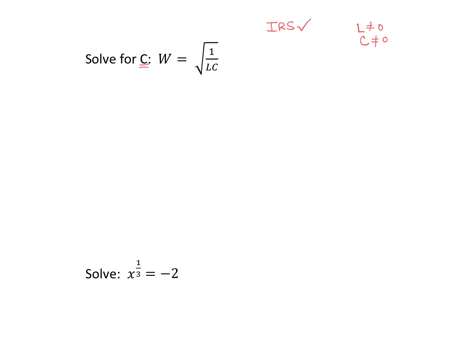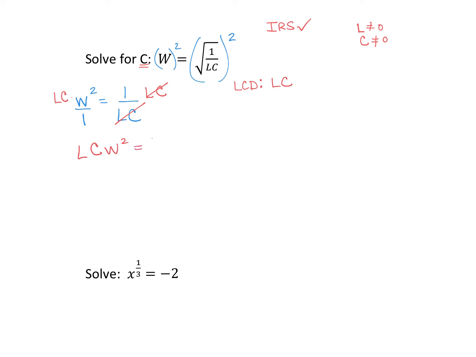Our radical is already isolated, so I am going to square both sides. That gives me w squared equals 1 over LC. My least common denominator here, hopefully you see, is LC. Remember, we can put this over 1 if we need to. So I multiply by LC, I'm just trying to get rid of the fractions. I get LCw squared equals 1.